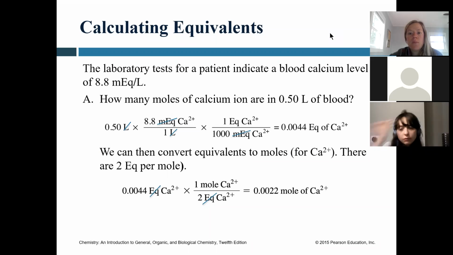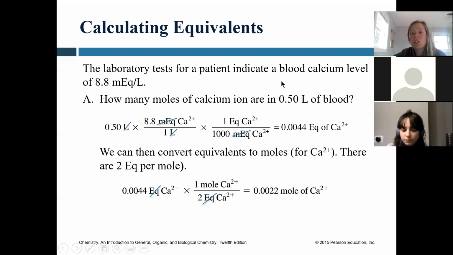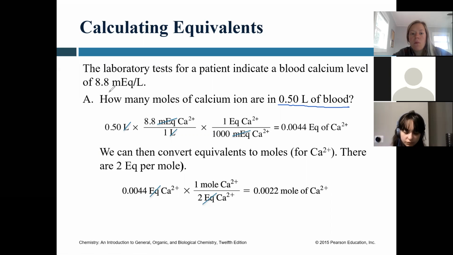So let's look at this problem here. It says the laboratory test for a patient indicates a blood calcium level of 8.8 milliequivalents per liter. How many moles of calcium are in 0.5 liters of blood? So this is our given piece of information here. We have 0.5 liters of blood. There's a couple different pieces of information. One of them is this thing right here. It says that for every liter, we are going to have 8.8 milliequivalents.